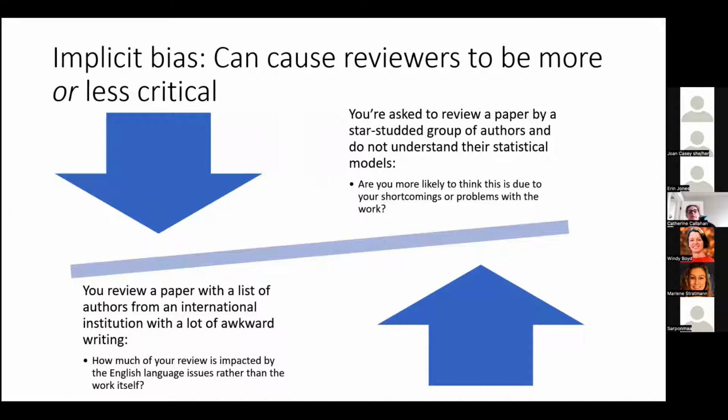So for instance, when you're thinking about language proficiency and you're reviewing a paper where the list of authors is an international institution and the English language proficiency is sort of awkward, how much of your review would be impacted by the English language issues rather than the work itself? Conversely, if you're reviewing a paper by a very famous group of authors and you don't understand what they're doing, would you be more likely to think that this is due to your shortcomings of understanding the paper or problems with the work?